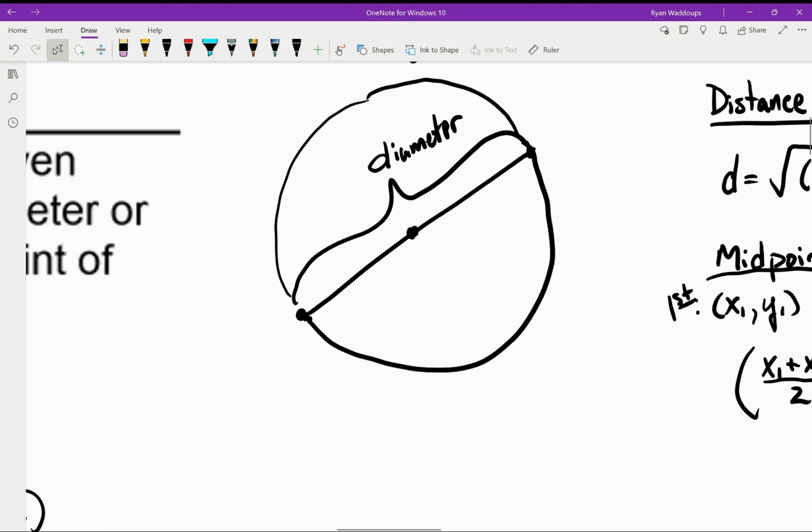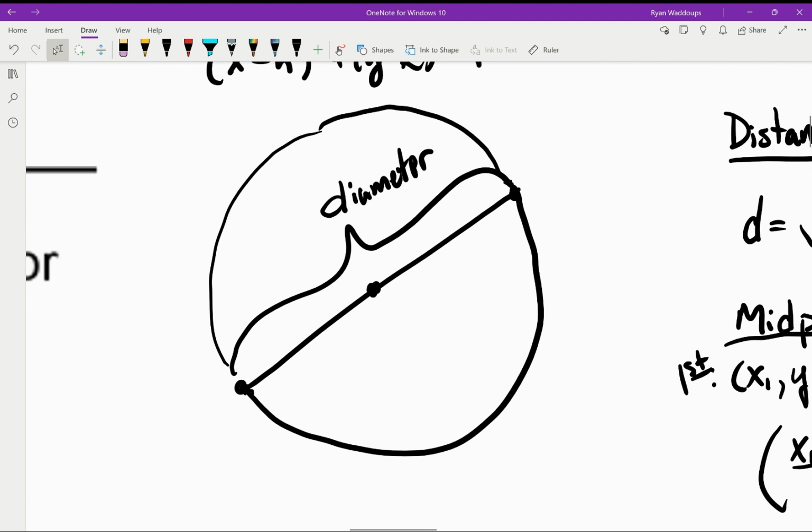And so I'm just going to think about what does it mean to have a diameter. Your diameter goes from one point on the circle to another point on the circle, but goes through the center. So if we knew the distance of that diameter that goes from the one point through the center and then on to the other side, and we just divided it by 2, then we would be left with half of the diameter, which is the radius.